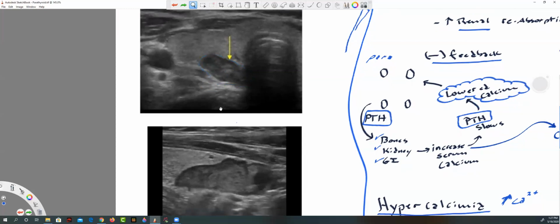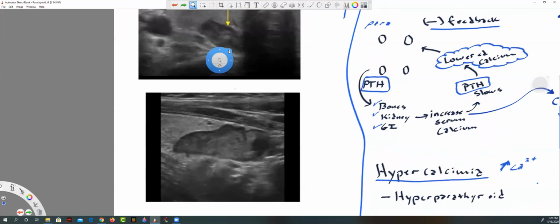This one down here is interesting. So once again, hypoechoic to the thyroid, so more likely an adenoma. In fact, I should have grabbed the picture from Friday. And this one's an adenoma as well.